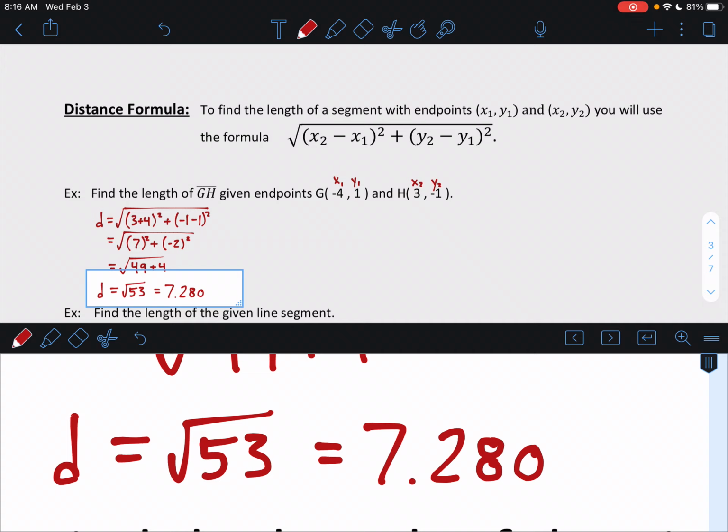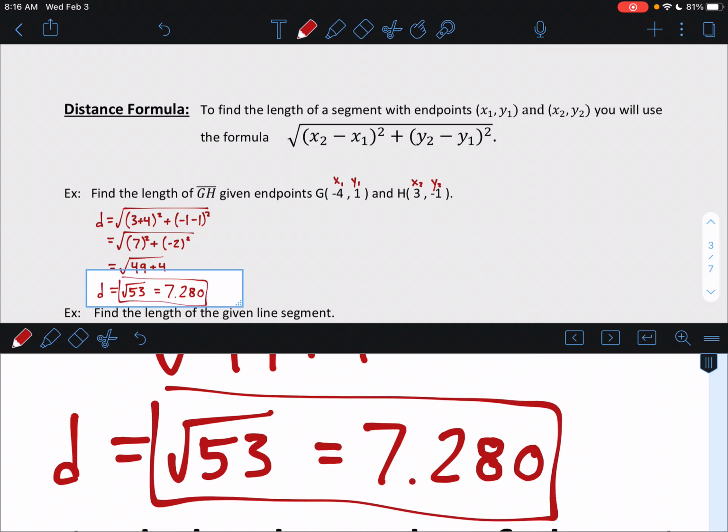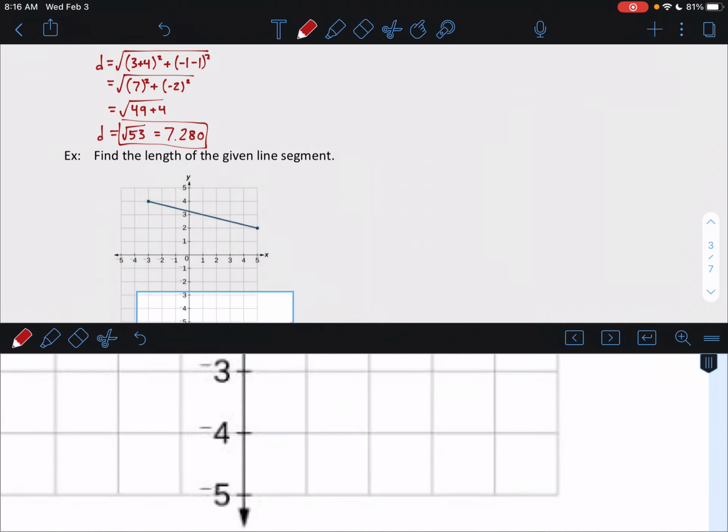But, you know, unless it says that, round to at least 2 decimal places. But yeah, either of these answers would be acceptable. You could leave it as the square root of 53, or you could leave it as 7.280. Either one is an acceptable answer. But that would be the distance of this segment, the length of that segment.